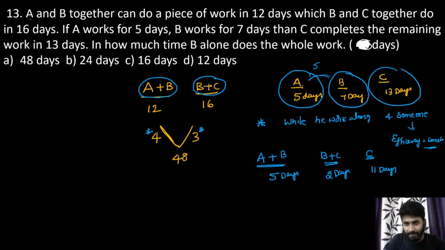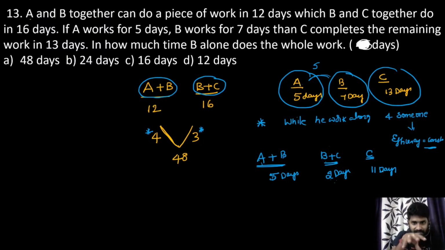Now you can see, guys, A working for 5 days, yes, our statement is valid. B working for 7 days, along with A 5 days, along with C 2 days, so 5 plus 2 is 7 days, valid. And C working for 11 days, along with B 2 days and along with A 11 days. Now is it clear or not? If you understand this, then you can get the answer, guys.